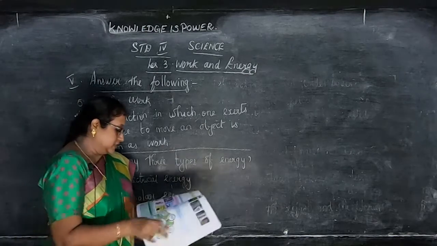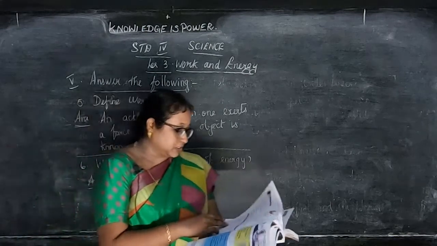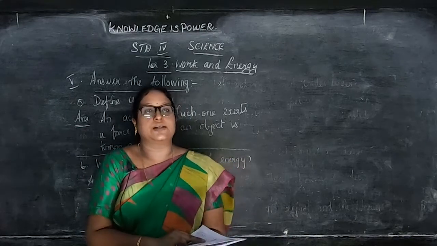So now we have finished this, children. So how many questions were there? 6 questions. So write in your notebook neatly without any spelling mistakes.